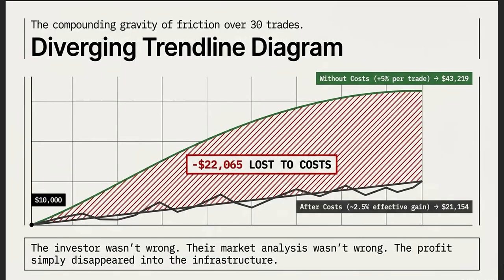The compounding gravity of friction over 30 trades. Diverging trendline diagram: start $10,000, without costs, plus 5% per trade: $43,219. After costs: $21,154. Minus $22,065 lost to costs. The investor wasn't wrong. Their market analysis wasn't wrong. The profit simply disappeared into the infrastructure.